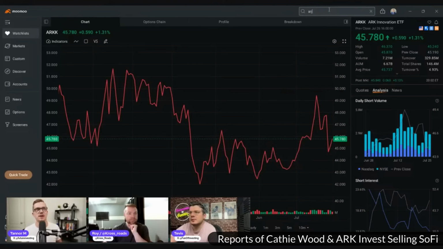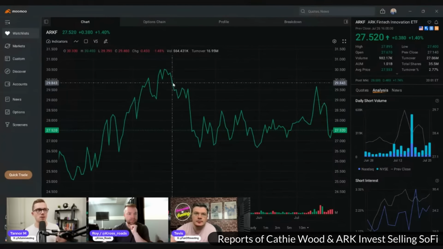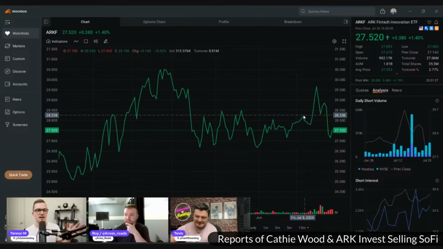And I'll just do this one more time. ARKF, if we're looking at that one, maybe her more prominent fund that people look at for SoFi. Open and close, $30 on July 1st, $28-ish, $27, $28. So once again, outflows overall. The weightings are what we're worried about with Cathie selling.